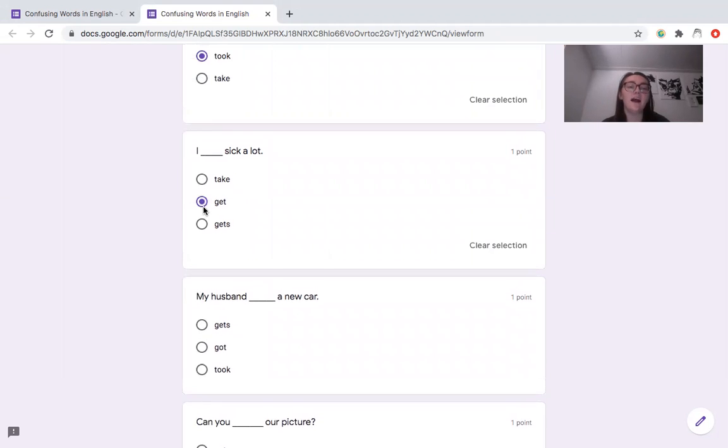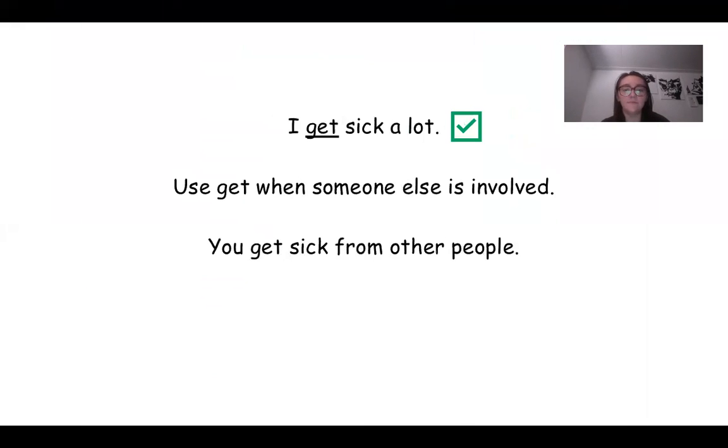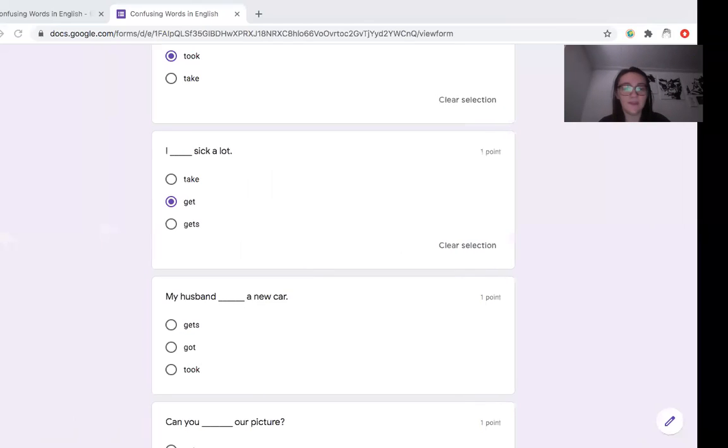All right, this one's easy. I get sick a lot. The reason it's get is because you use get when someone else is involved, when somebody else is giving it to you, right? You get sick from other people. When you are sick, it's from somebody else. So that's why you use get instead of, oh, I take sick a lot. It's not take because it's not something that you get all by yourself, right? It's something somebody has to give it to you.